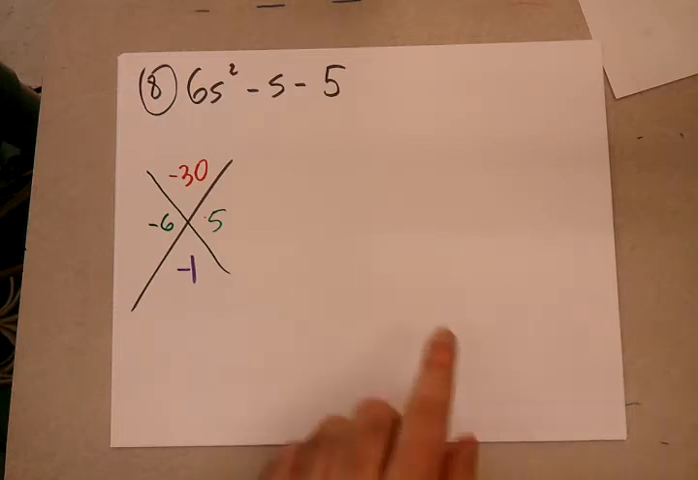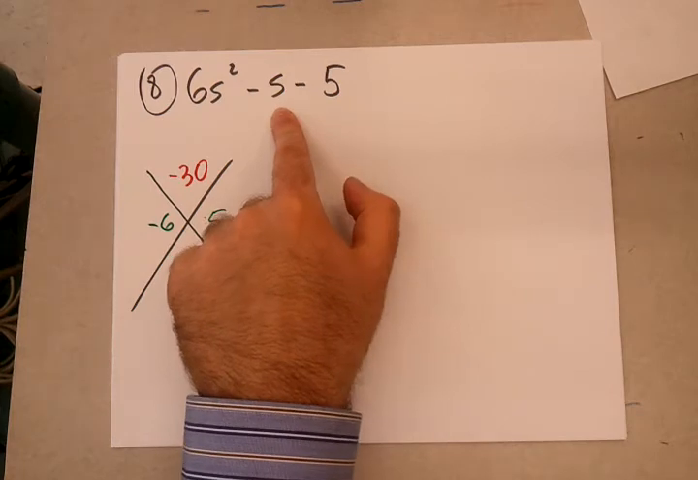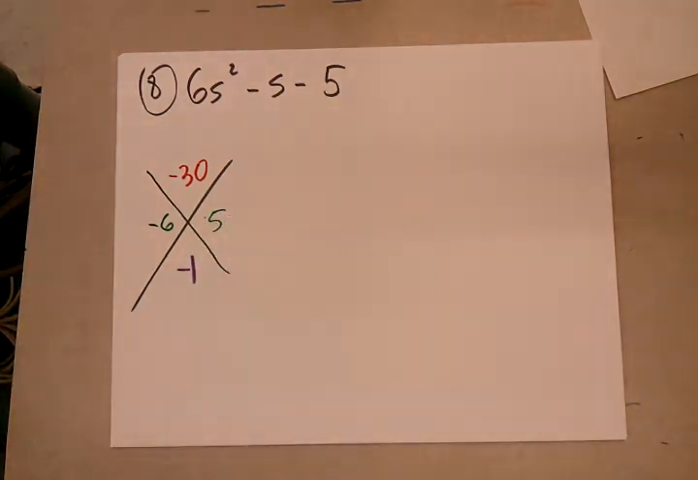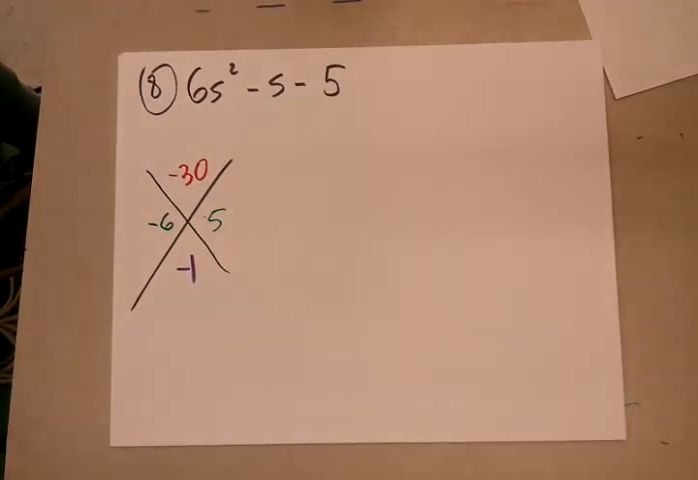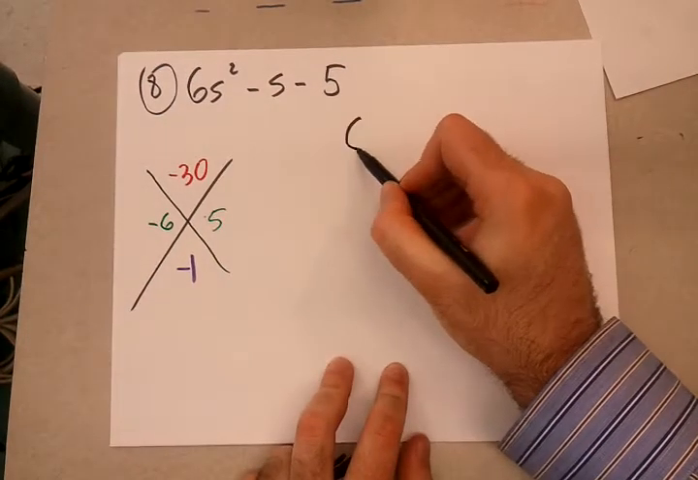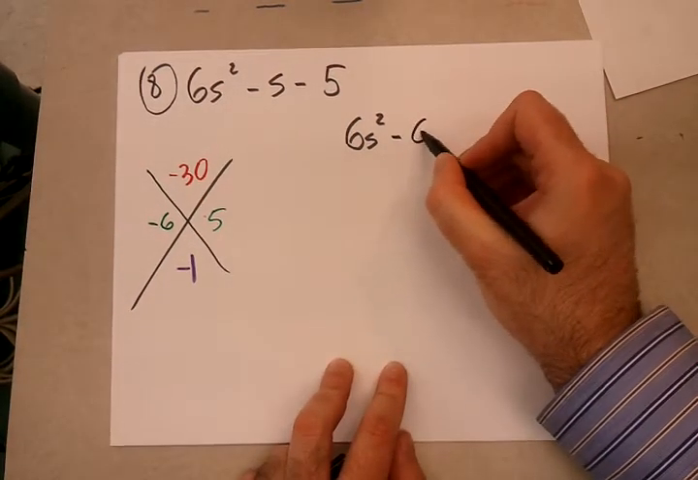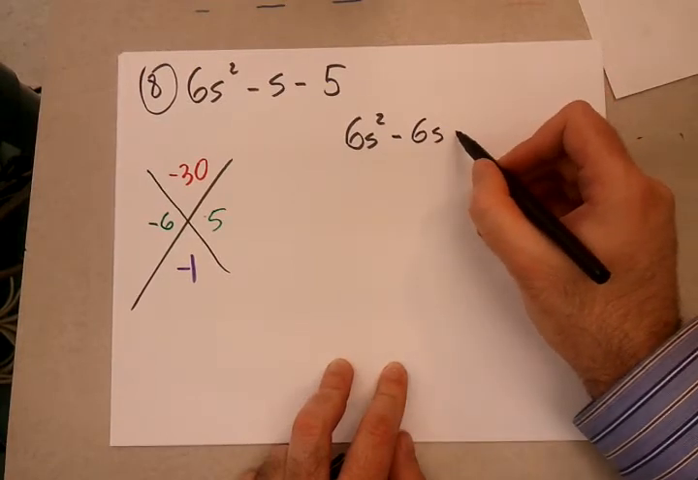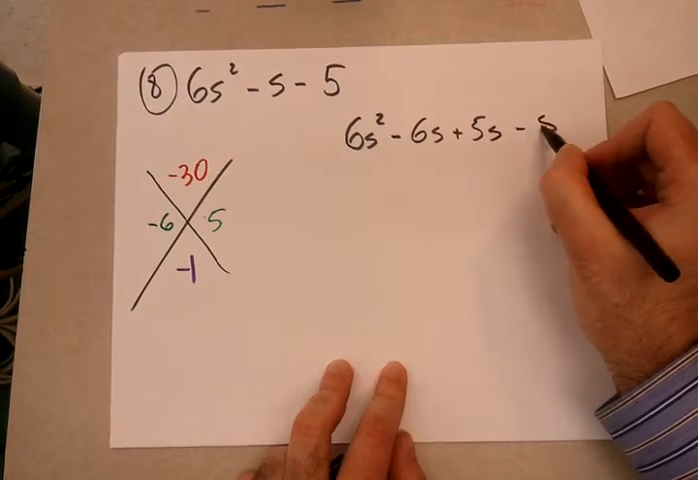Well, we split the middle term of the original trinomial into 2 terms. So we create a fake quadnomial, so to speak. And the way we split it is we use the new coefficients, the ones in green, the left and the right of the diamond. So the first term remains the same, 6s squared. The middle term is no longer going to be a -s. I'm going to split it into 2 terms, into a -6s and a +5s, minus 5.